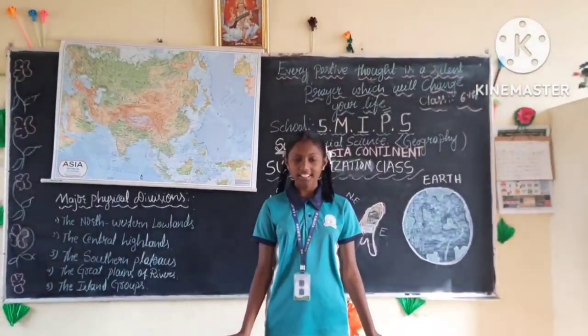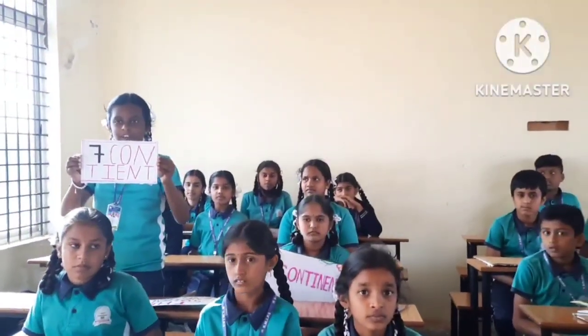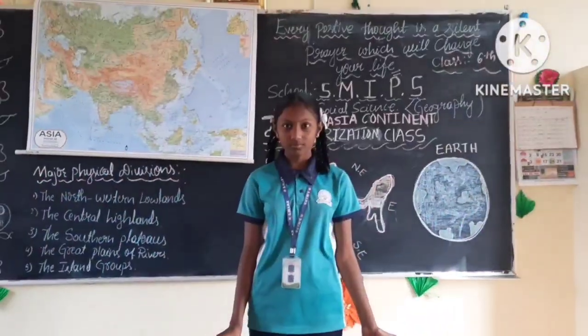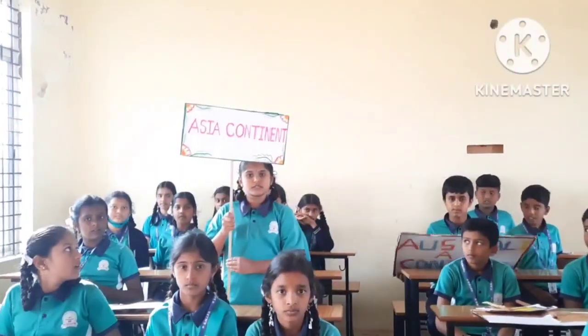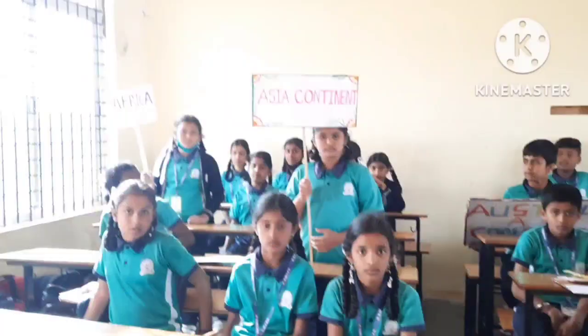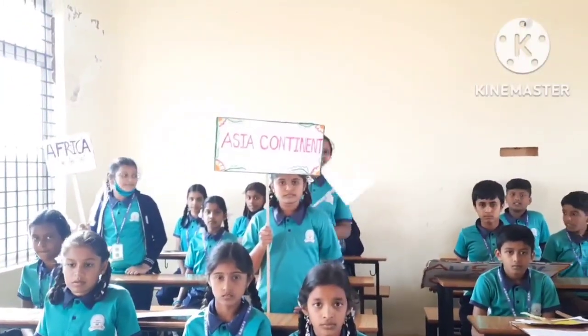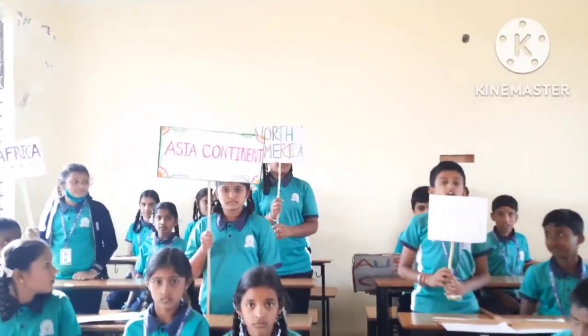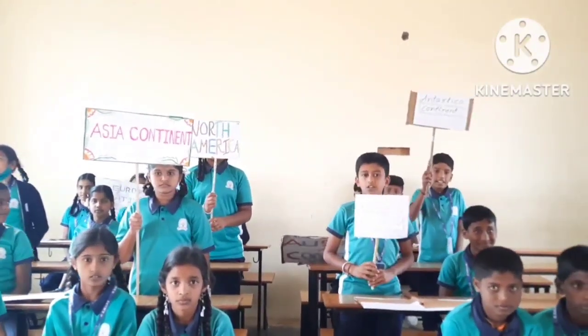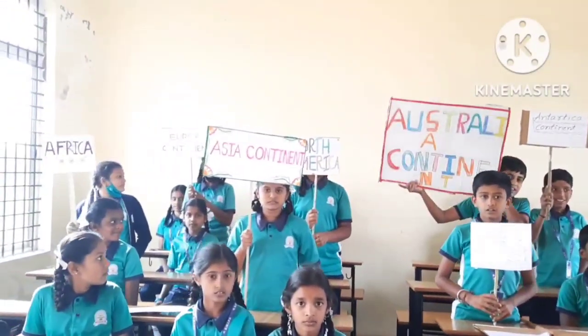How many continents are there? There are 7 continents. Which are those? Asia continent, Africa continent, North America continent, South America continent, Antarctica continent, Europe continent, Australia continent.